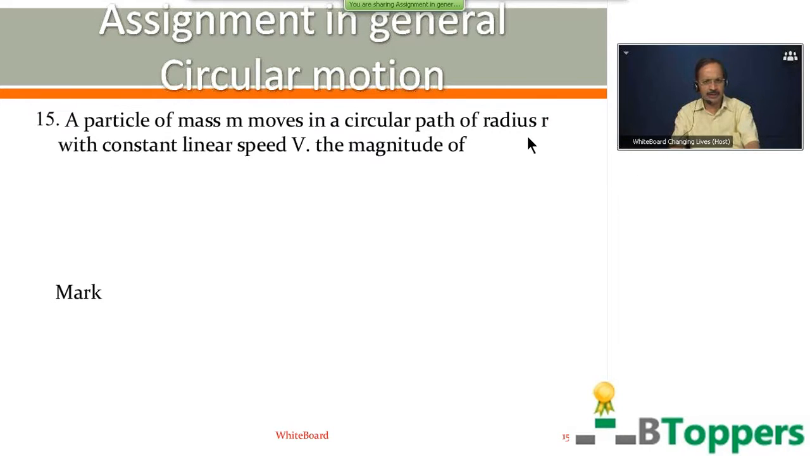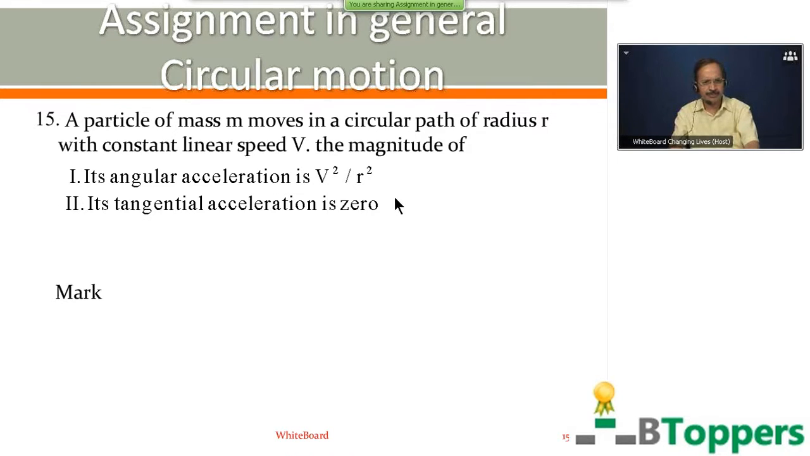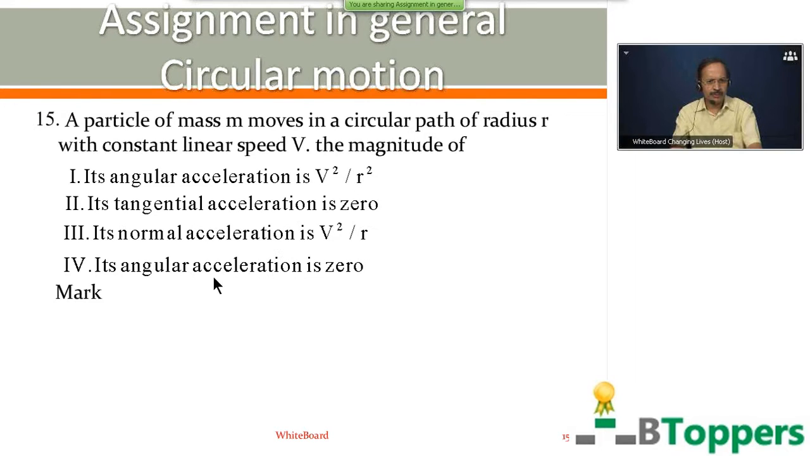Particle of mass small m moves in a circular path of radius small r with constant linear speed v. I'm going to show four statements. First statement is angular acceleration is v square by r square. Second statement is tangential acceleration is 0. Third statement, again I will read out, its normal acceleration is v square by r. Fourth statement is angular acceleration 0.